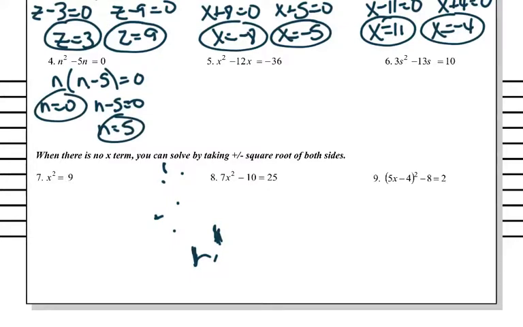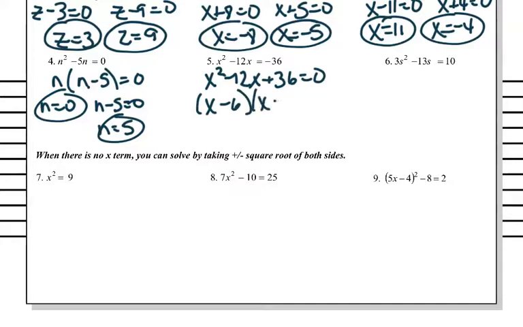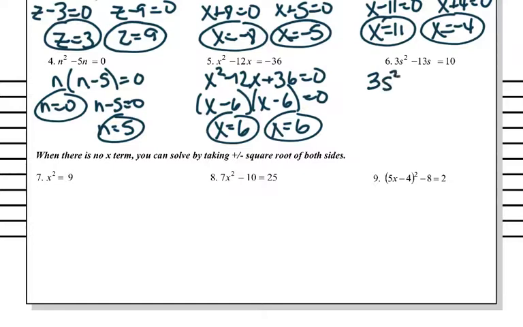This is the first one where we see that it's not equal to 0 to start off with, so we're going to have to add 36 to both sides. x squared minus 12x plus 36 equals 0. This is a perfect squared trinomial, and when we factor it, we get two of the same answers. And people always say, do I have to write them twice? Yes. That is called a double root, and that's going to have significance in the graph, so we do write it twice.